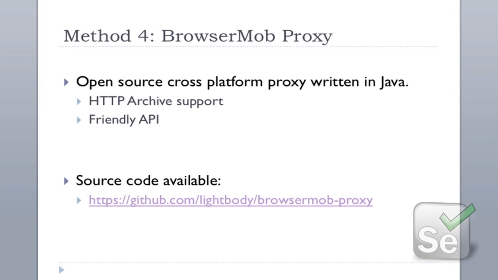So what proxies support this kind of thing? We have two of them. One of them is the BrowserMob proxy. This is an open source cross-platform proxy written in Java. It's got a friendly API and exports the HTTP archive format as well, and it does pretty much all the things I just enumerated in the last two slides. The source code is available at that URL there.